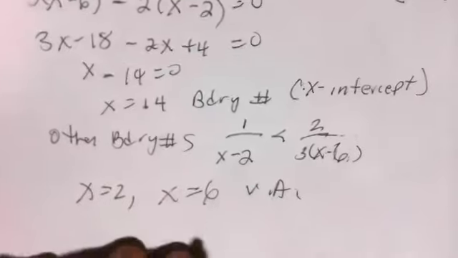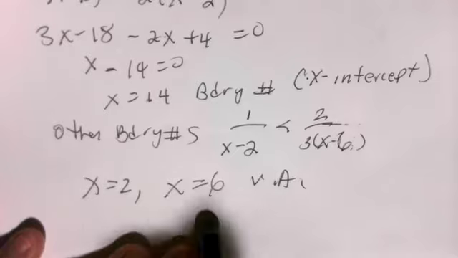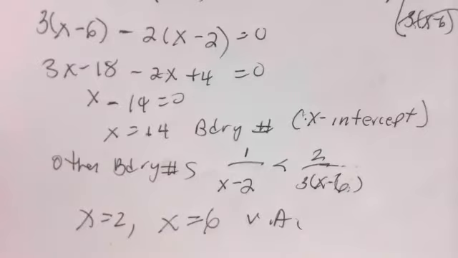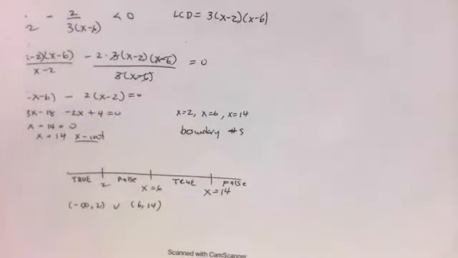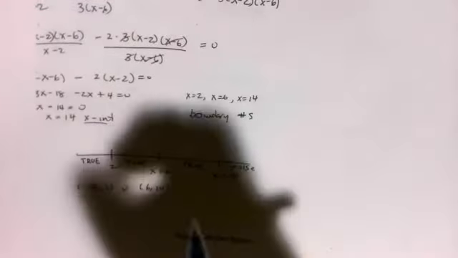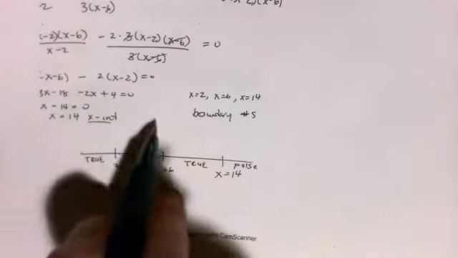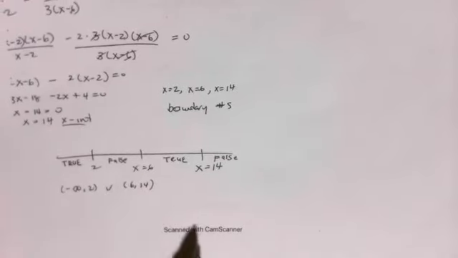So basically what we're saying is an inequality can change from being true to false or false to true at vertical asymptotes or at x-intercepts. The thing about the boundary numbers that are vertical asymptotes is that you would never include those in your solution set. So we've got all our boundary numbers: 2, 6, and 14. And remember, 2 and 6 are vertical asymptotes. And we would go and test. And so I did that, and I got true, false, true, false.